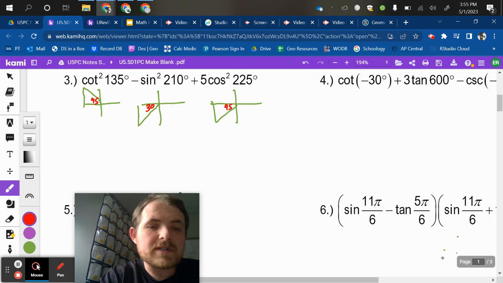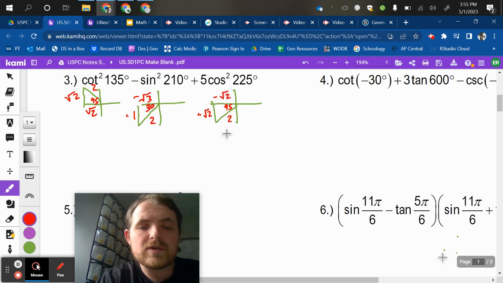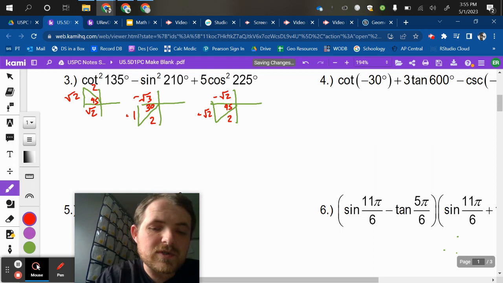So working with all this, I've got a radical 2 over 2. I've got a -1, radical 3 with a negative out front, over 2. And I've got a negative radical 2 over 2. Again, this green part is probably the most important thing that we've covered in this whole class.